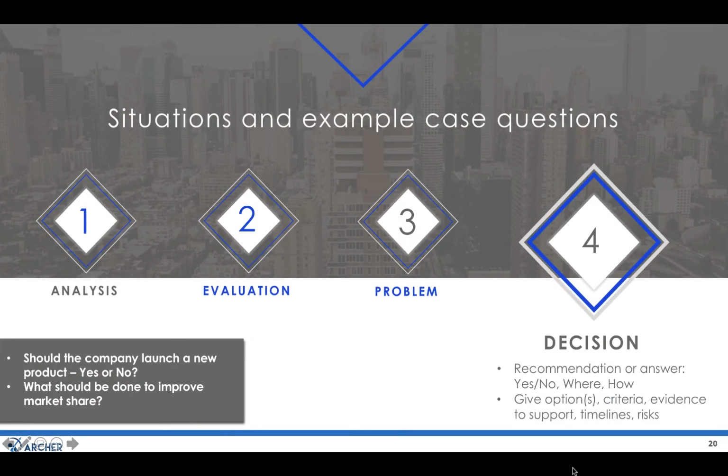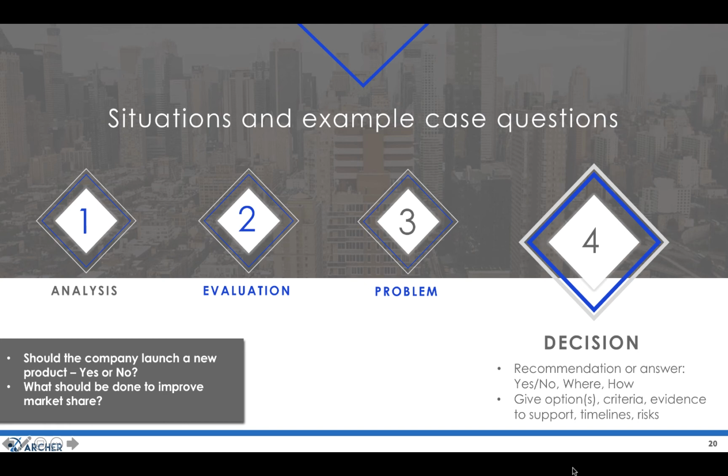Could be some of your recommendations to turn that problem around. The fourth area then is a decision. This is where you have to give a very specific answer. Yes or no, where, which one, how should we do something? Decision is any type of recommendation or putting a very specific action plan in place to go forward. A couple of examples of that might be, should this company launch a new product? Obviously, yes or no are the choices. Another example might be, what should be done to improve the market share? You'd want to have some very clear and specific ways that market share could be improved.